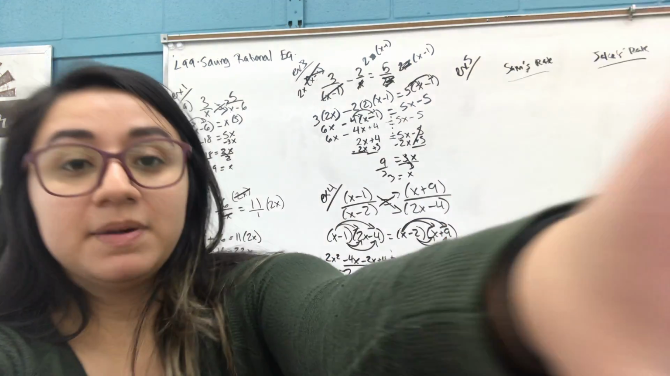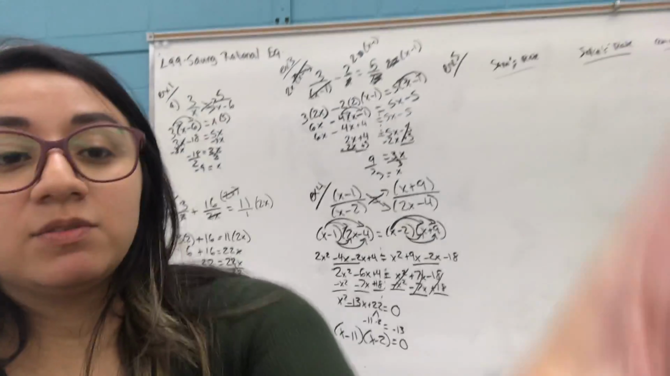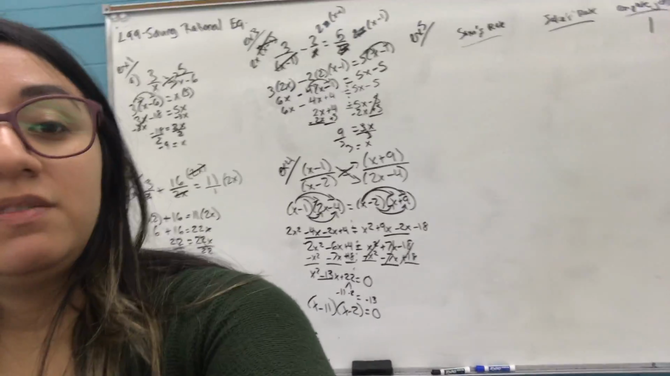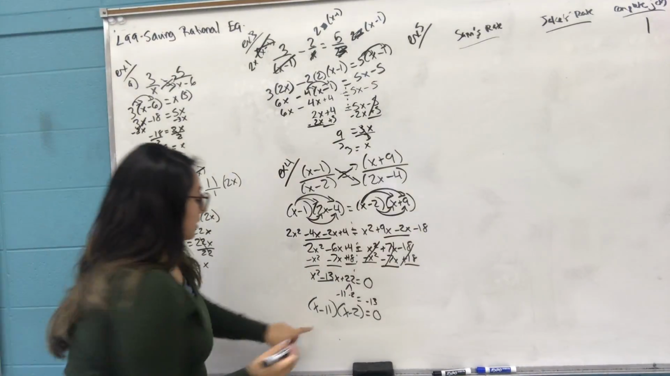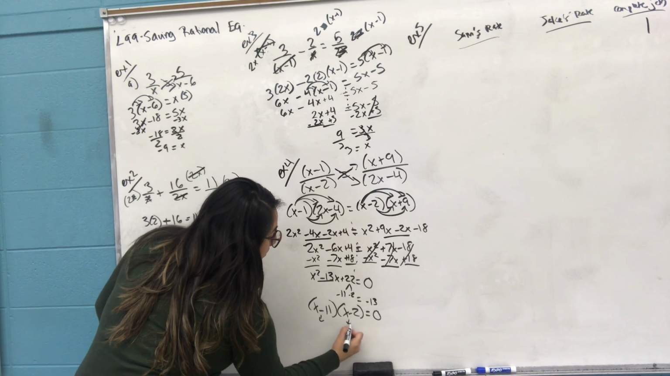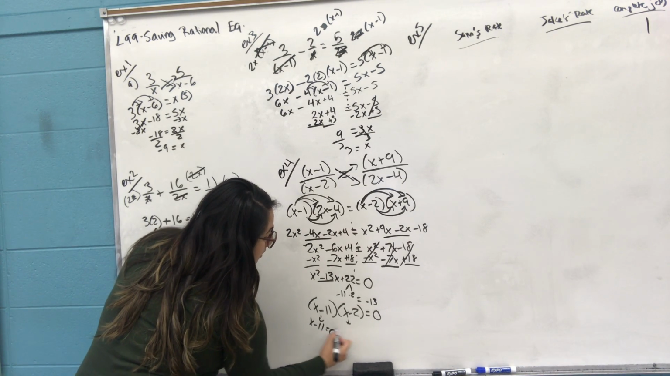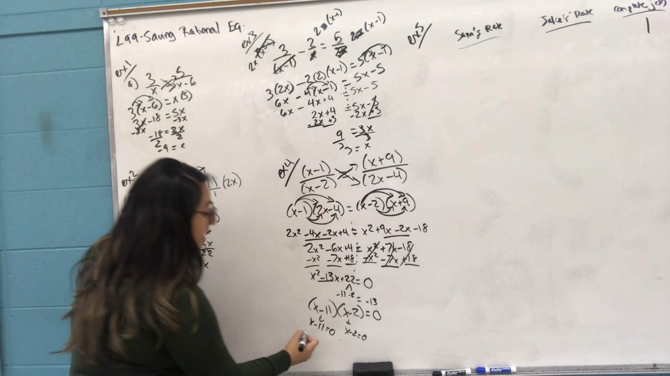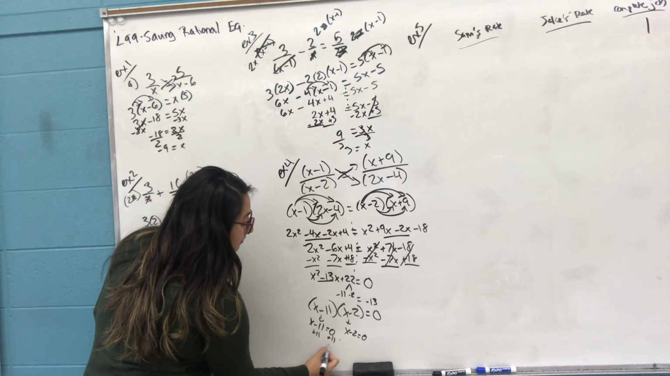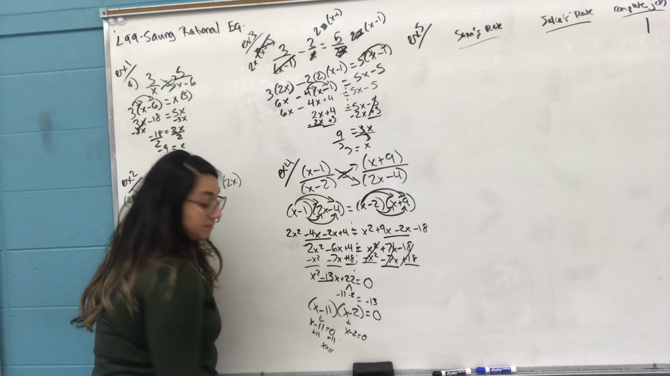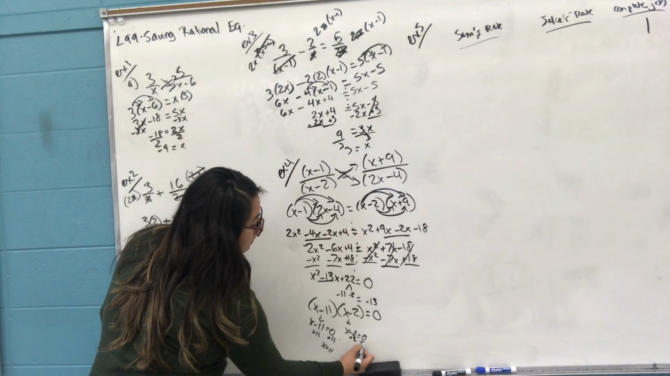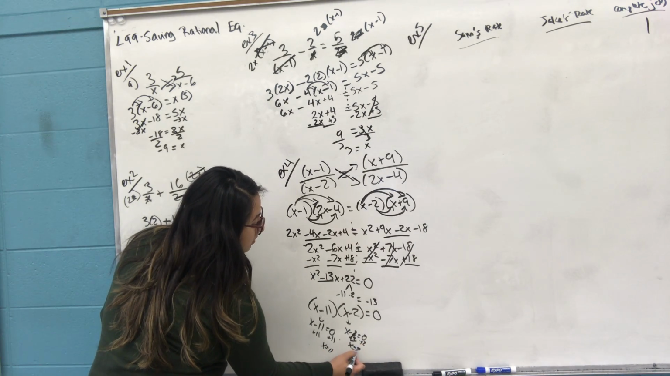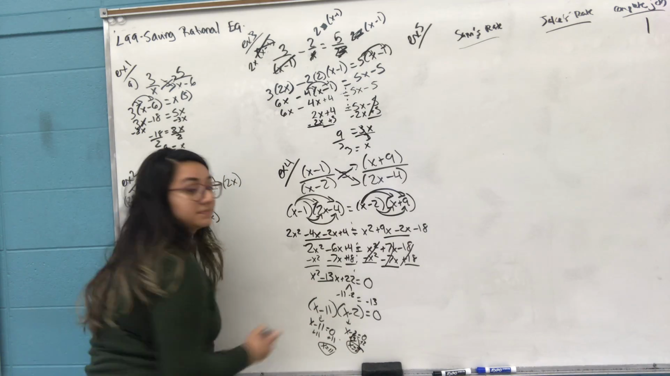From this point, remember that anything that's equal to 0, we have to solve for them. We set this one and this one equal to 0. So x minus 11 equals 0, x minus 2 equals 0. So from there, you get x by itself. x equals 11. x equals positive 2. And those are your answers.